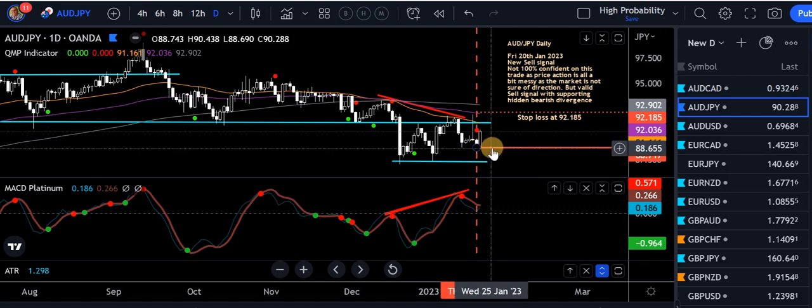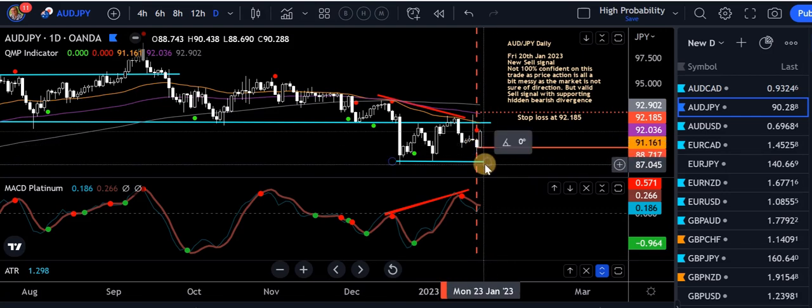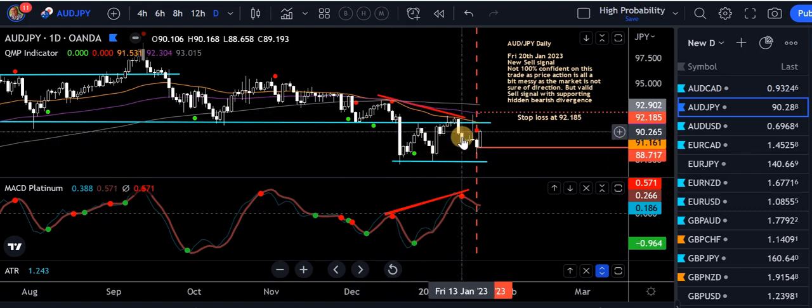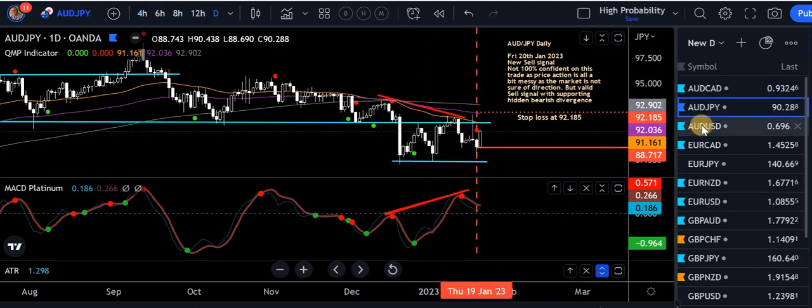It's going nowhere. It's just gone against me. You'll see the yen pairs are on a bit of a move at the moment. There's been a little bit of uncertainty amongst them. Not really sure what's going on with the yen at the moment.